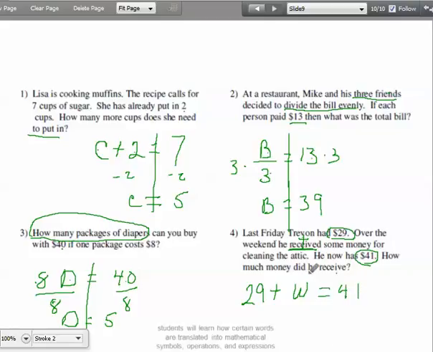And it's asking how much did he receive. That's what this W is, how much he received over the weekend. So if I subtract 29 from both sides, why was I subtracting 29? Because 29 is being added on here. I could have said weekend plus 29, and then you would see it real easily. But this way, it's more difficult to see, but you're still going to do the same thing. You're going to subtract 29 from both sides. And over the weekend, he received $12.